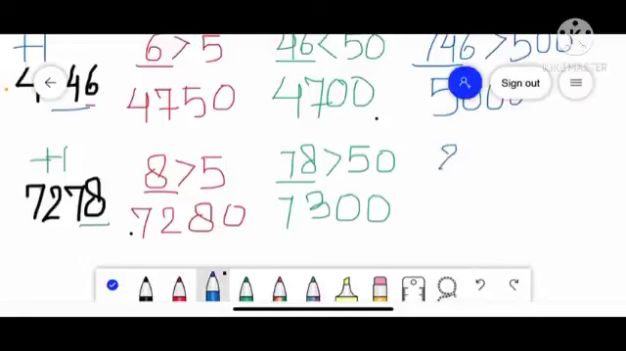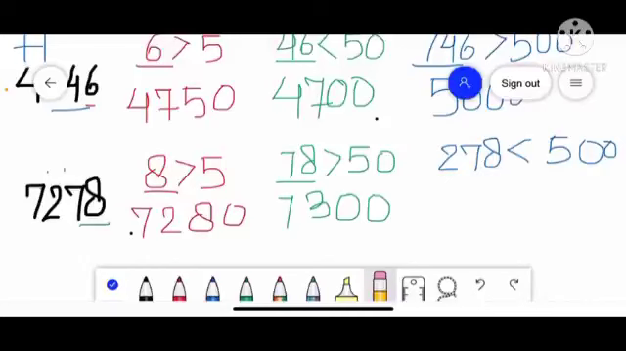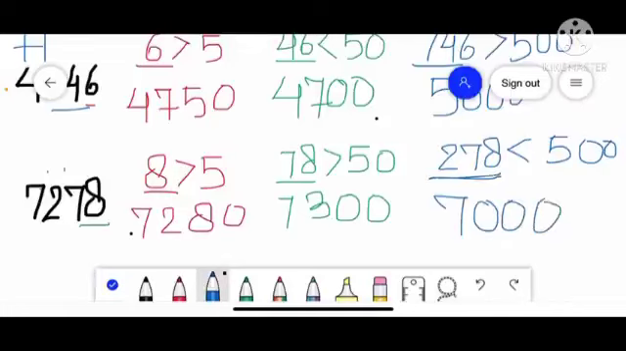Now for rounding off to the nearest 1000, we are going to check the last three digits, that is 278. Now we will check it with 500, and we know that 278 is less than 500. It means we are not going to increase the thousands place by 1. We will copy the same digit, that is 7 only, and the digits we are checking will be replaced by zeros. Here we are checking three digits, so all three will be replaced by zeros.